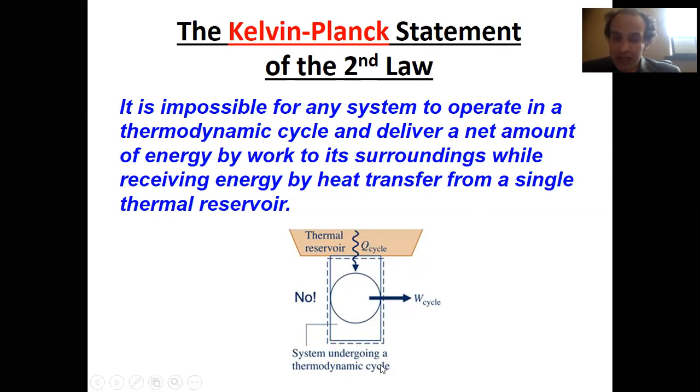You should have another reservoir here to lose a piece of this heat. That is the penalty you pay. It's not because you don't know how to do it. It's because of the second law.